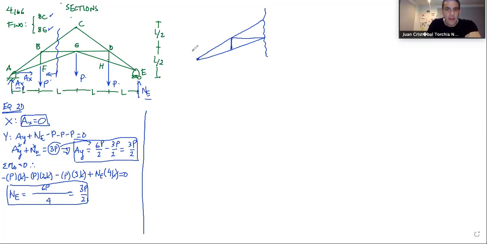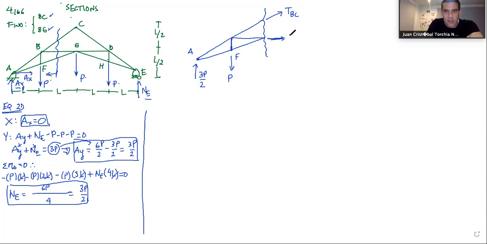Now, this point is A. I have these sections, so let me put whatever I know. What I know over here is that this thing is 3P divided by 2, and AX equals 0, so I won't put it. At this point F, there is a P going down. And let me see my unknowns. I will have this unknown, its name is TBC. I will have this unknown, as horizontal as I can do it.